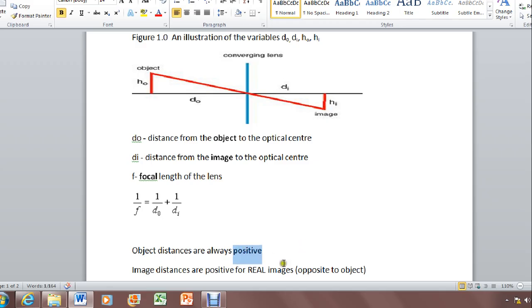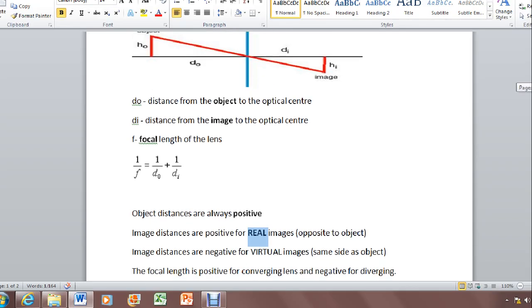Okay, when image distances, so this distance here, is forming a real image, it's going to be represented by a positive number. Okay, so when the image is actually formed by true rays of intersecting light on the opposite side of the object to the lens, then it's going to be a positive number that we're going to use.